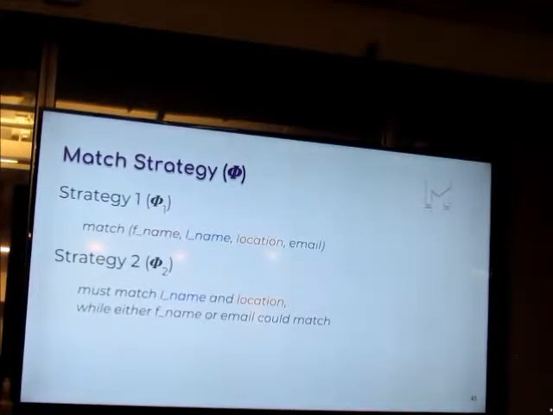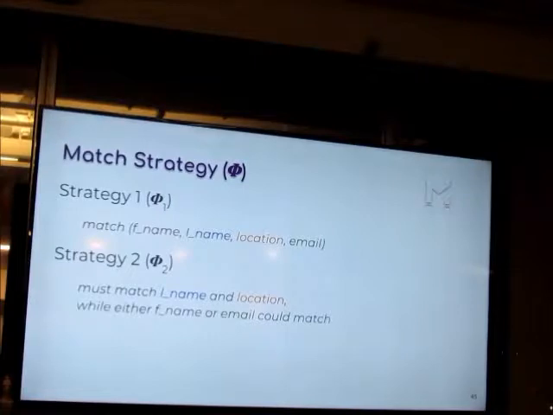Right? A different strategy could look like this: I should always match the combination of last name and location, and then I'm okay if maybe first name matches or email matches. The way I've written this should remind you of another query, which is the Boolean query itself that we'll see in a second. But this could be easily mimicked by a Boolean query in Elasticsearch.